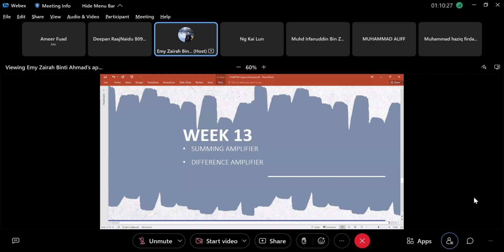The first one is inverting amplifier. The second one is non-inverting. And 2 more amplifier will be discussed next week, summing amplifier and difference amplifier. So basically, kita akan guna the same method, which is we always derive Kirchhoff's current law at inverting terminal. That is the first step in whatever operational amplifier you will come across with.